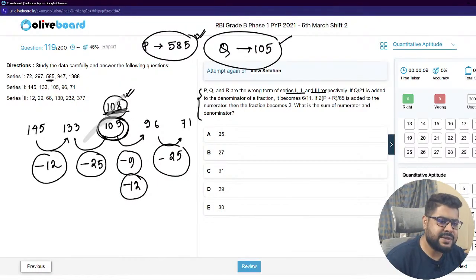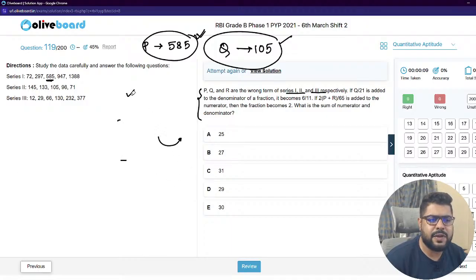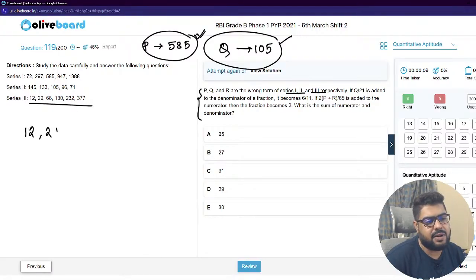Perfect, perfect sir. Both are done. And once we are able to figure out these values P, Q, R, then anyone can build anything. Okay sir, look at the third one again.